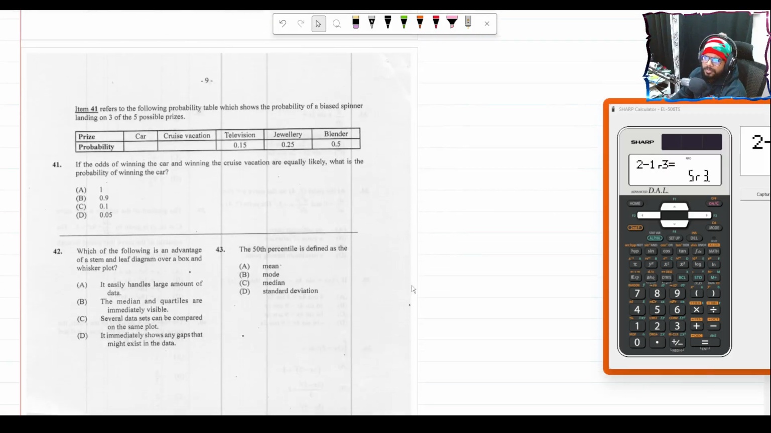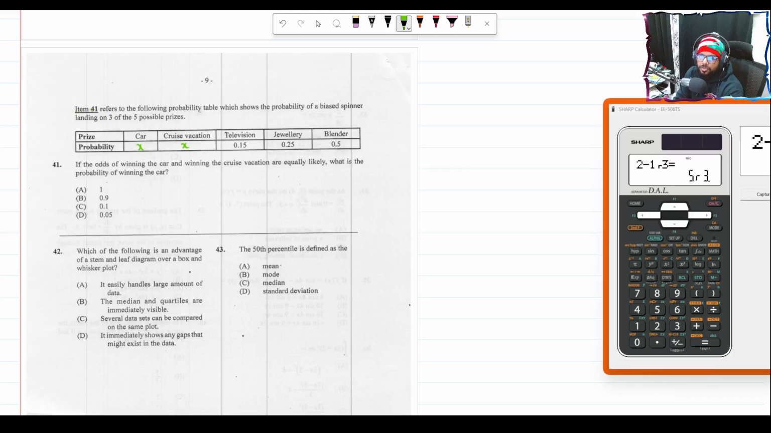All right, number 41. If the odds of winning a car and winning the cruise vacation are equally likely, what's the probability of winning a car? If they are equally likely, then we could represent these two things as x. Now, I didn't bother to read the instructions. Don't do as I do, do as I say.